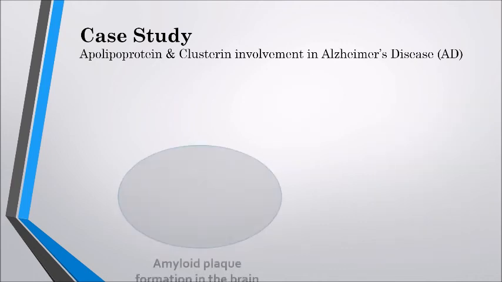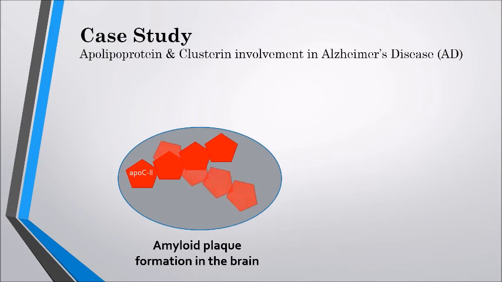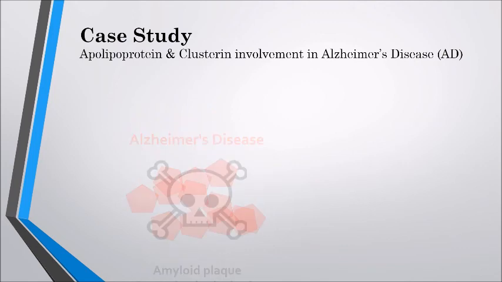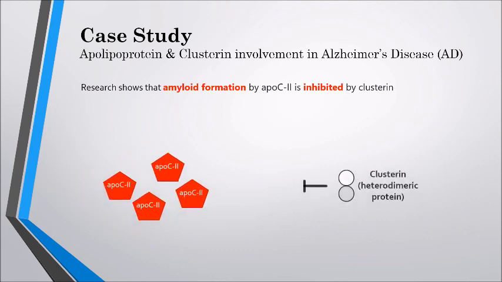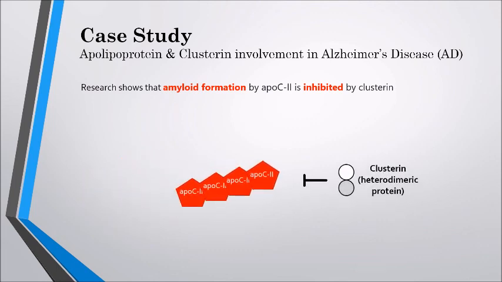Therefore, to summarize, the aggregation of ApoC2 causes the amyloid plaque formation in the brain, which gives rise to Alzheimer's disease. However, research has shown that amyloid formation by ApoC2 is inhibited by clusterin, which is a heterodimeric protein. From our results obtained earlier in the Excel spreadsheet, we know that clusterin can be carbamylated. However, the question which now arises is, will carbamylation of lysine residues in clusterin alter the structure and therefore function?